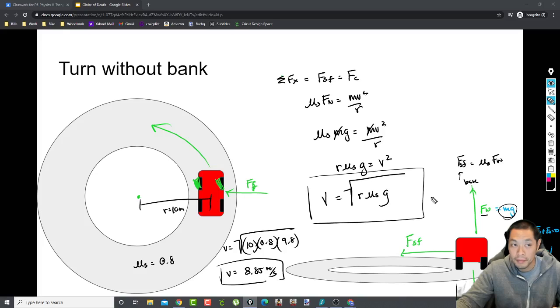Okay, I see. So we're not on a bank yet. Once you're on a bank, it's going to change just a little bit. But right now we're on a flat turn.